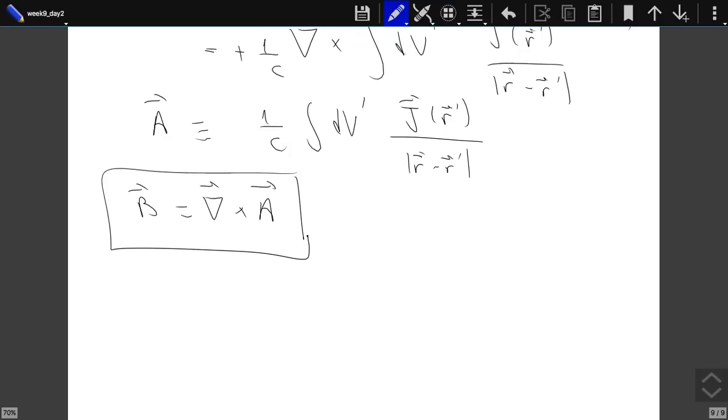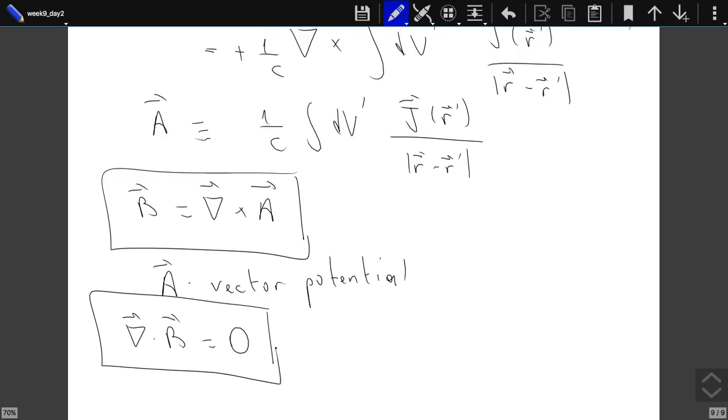It's just like the electrostatic potential, in the sense that instead of the electric field, it's enough to know the electrostatic potential. In this case, if we know this A, which is called the vector potential, we know B. But it also tells us one more thing. The divergence of B is always zero. So this is one of our new equations.